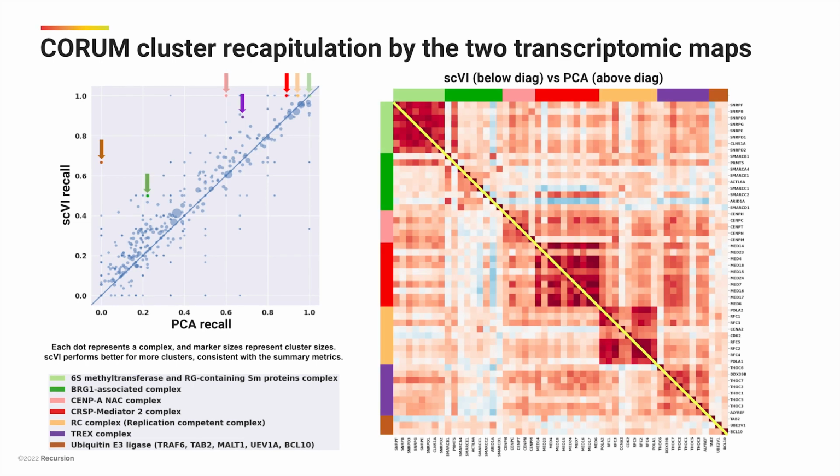For some selected complexes, we show the cosine similarities between pairs of genes in a split heat map on the right. Above the diagonal are the relationships using the PCA pipeline, and below the diagonal are the relationships using the SCVI pipeline. While most relationships look very similar, the BRG1 associated complex in dark green exhibits a clearer clustering structure using the SCVI pipeline, as suggested by the recall metrics for that complex.